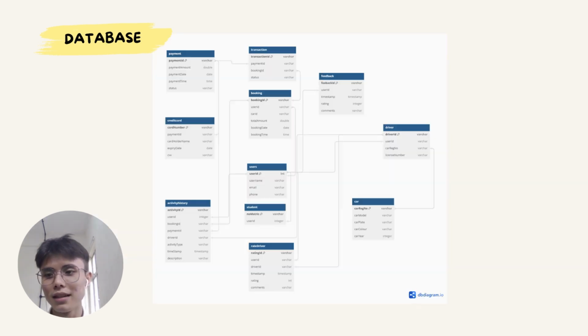Next, database. The ERD of Campus Cruiser shows that the activity history table has foreign keys of booking ID from the booking table, user ID from the user table, payment ID from the payment table, and driver ID from the driver table, as they have relationships from the class diagram.